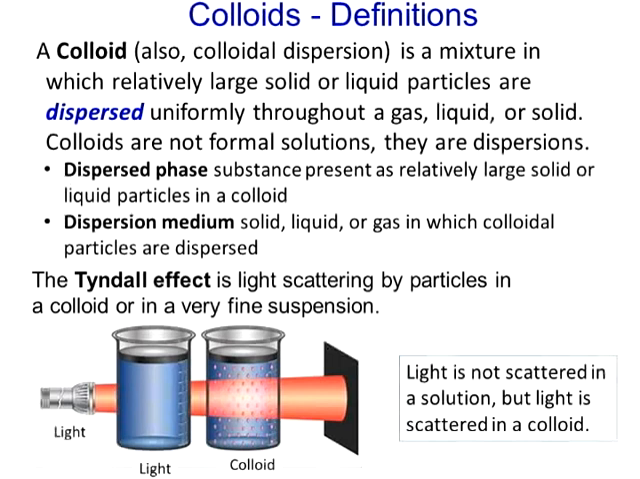One last topic that we will briefly discuss in this chapter is colloids. And this is a very brief overview of what a colloid is. So, what is a colloid? A colloid, or colloid dispersion, is a mixture in which relatively large, solid, or liquid particles are dispersed uniformly throughout a gas, liquid, or solid. Colloids are not formal solutions. They are dispersions.